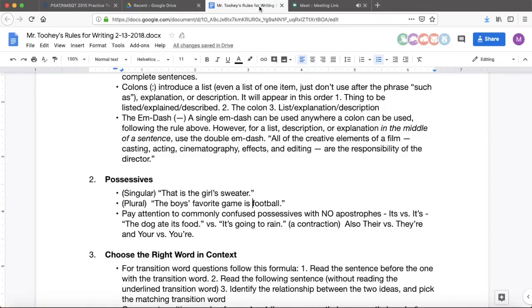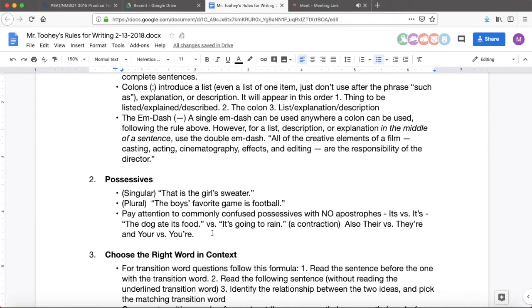So for it's with the apostrophe, we've taken it is, smushed it together, taken out the I, and placed an apostrophe in place of the I, right? And that's the same for it's, there, and your with an apostrophe. Those are all contractions. It's with an apostrophe is a contraction for it is. There with an apostrophe is a contraction for they are. And your with an apostrophe is a contraction for you are. Okay? So the possessive forms actually don't have an apostrophe, like its is possessive, no apostrophe there.